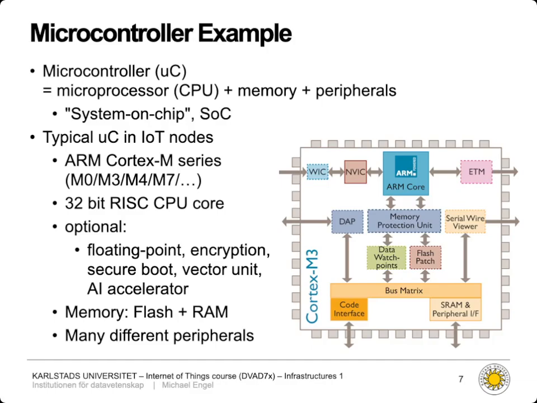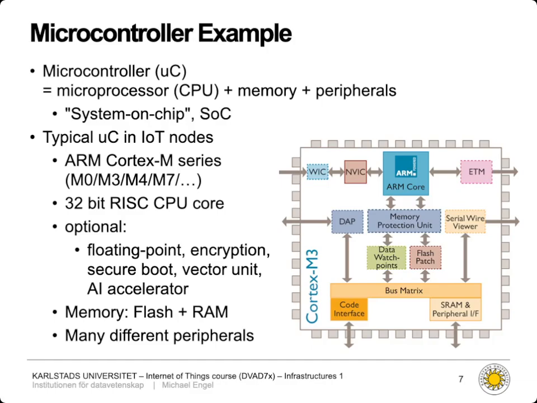And you can have a vector processing unit if you have to, well, operate on vectors and matrix data quite a lot. And there's even systems on chip based on ARM processors that provide some sort of artificial intelligence accelerator for running small neural networks directly on chip on such a microcontroller.